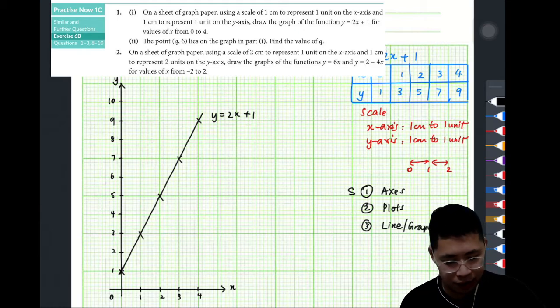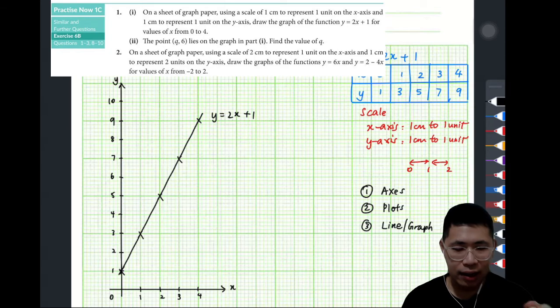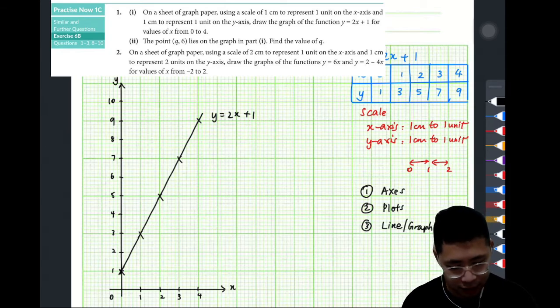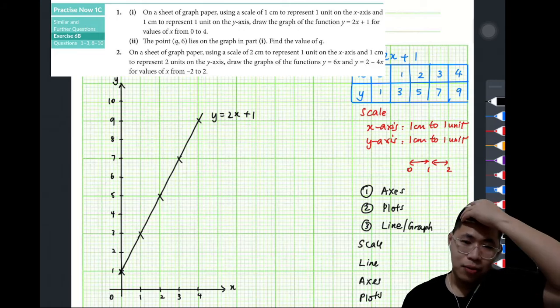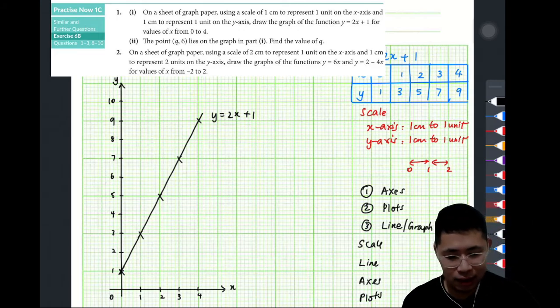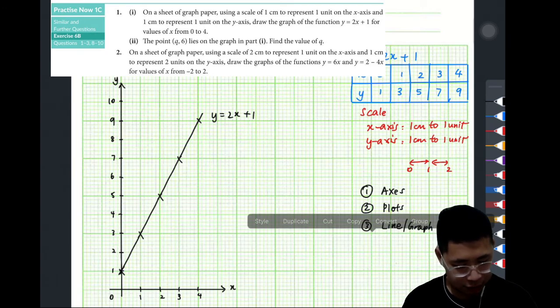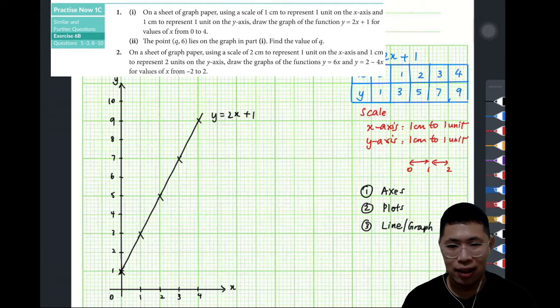Now an easy way to check that everything is okay is to look at the acronym SLAP. S for scale, L for line, A for axis, P for plots. So check that, make sure that you have all the elements under the SLAP before you think that you have finished this graph.